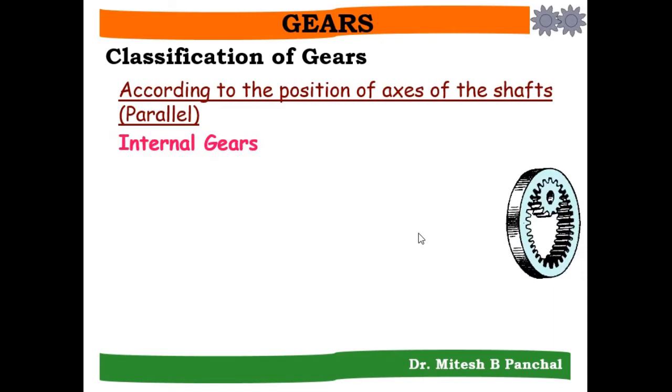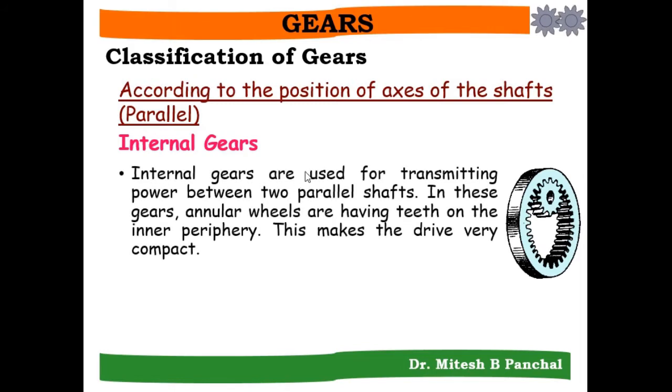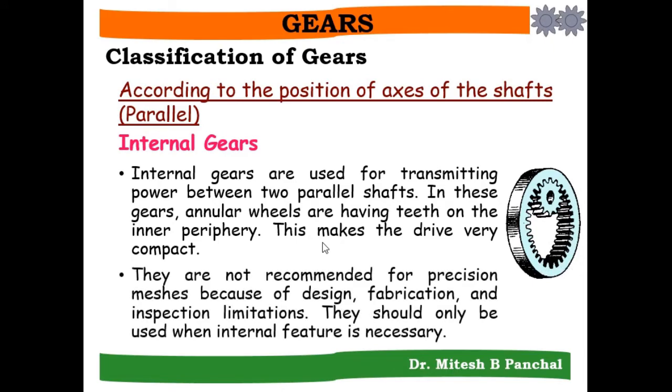Next we have the internal gear. Internal gears are used for transmitting the power between two parallel shafts. In these gears, the annular wheel is having teeth on the inner periphery. You can see that this one is the annular wheel which is having the teeth on the inner periphery, and this type of configuration makes the drive very compact compared to the gear train which is having the external teeth.